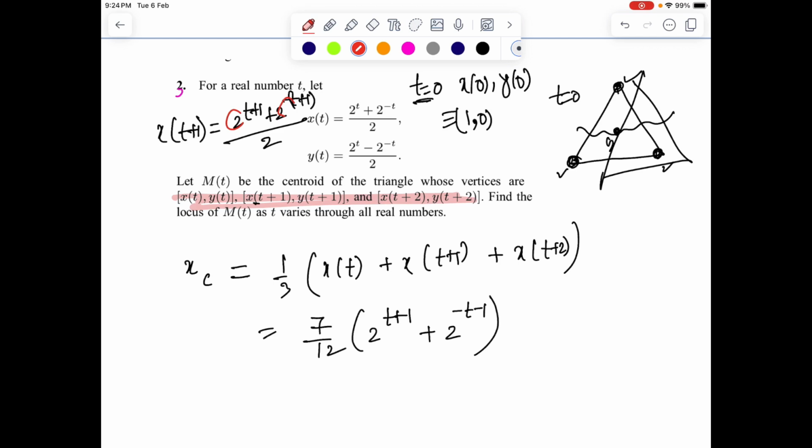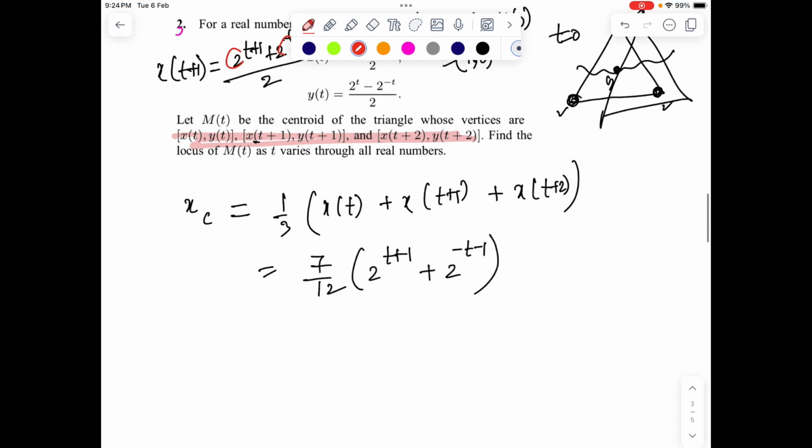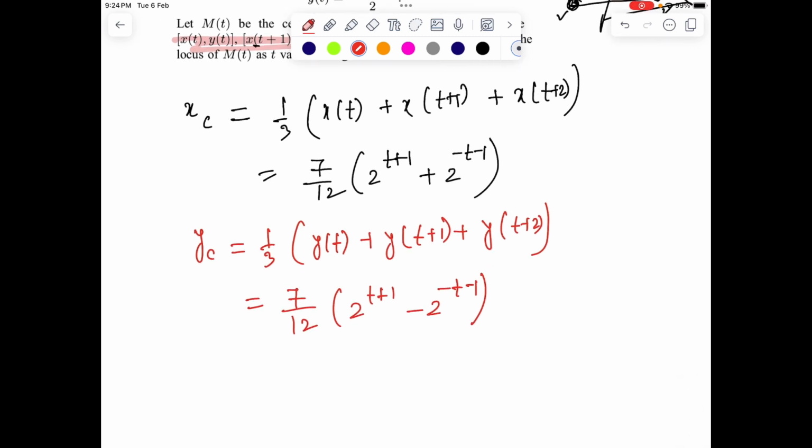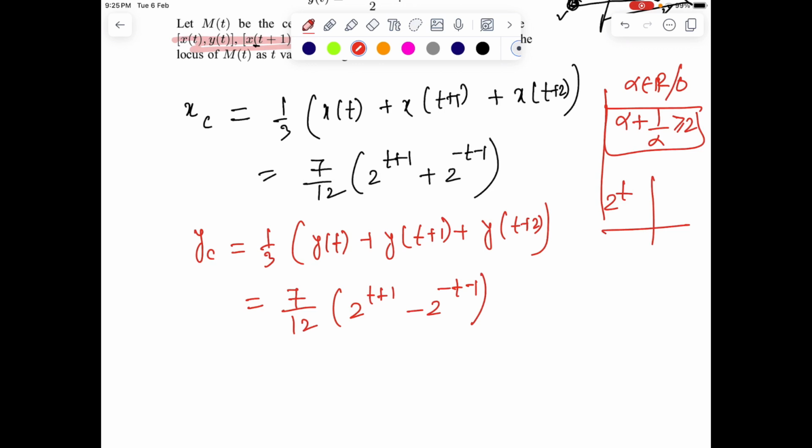Clearly 2 to the power t we can pull out, and similarly for t+2. Now the y coordinate of the centroid is 1/3 of yt plus yt+1 plus yt+2, and similarly by plugging in the values we get 7/12 times 2 to the power t+1 minus 2 to the power minus t+1, except of course 0, and its reciprocal is greater than or equal to 2.